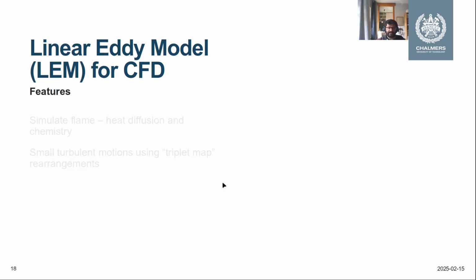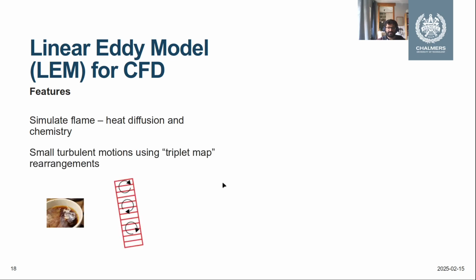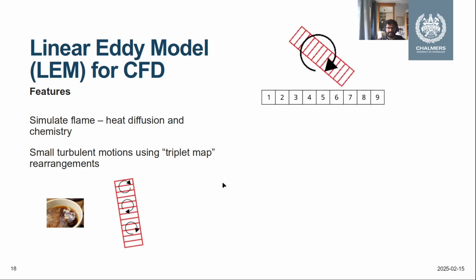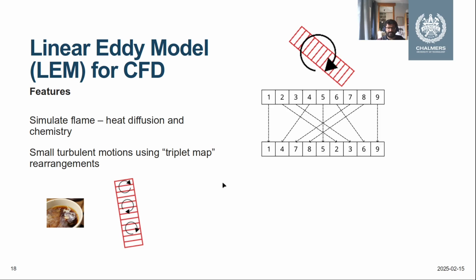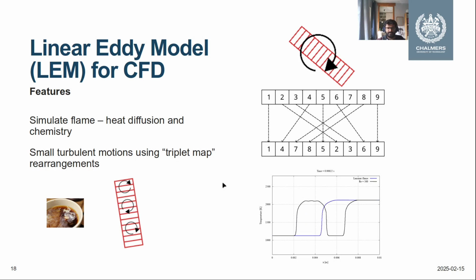LEM lines can simulate flames, particularly heat diffusion and chemistry. But they can also simulate the small eddies using something called triplet map rearrangements. Let's see how we can simulate a single turbulent eddy or vortex. If we start with the LEM in this state with cells numbered 1 through 9, a single triplet map results in the shuffling of LEM cells as seen by the numbers below. This is how eddies are simulated in LEM. Here we see an example of two 1D flames. The blue line is undisturbed by eddies, while the black line shows how eddies influence the flame speed.